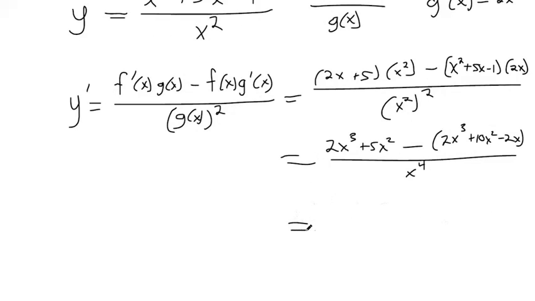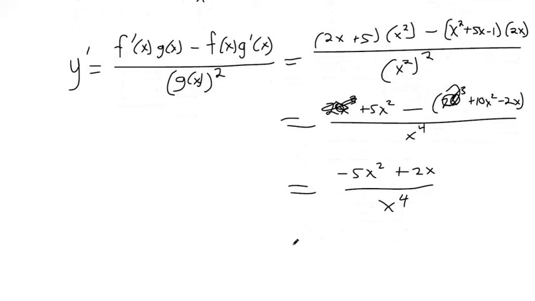Okay, and then now we can start combining like terms. I've got 2x to the third. I'm going to be subtracting 2x to the third, so that's going to cancel out. Let's see, I have 5x squared minus a 10x squared, so I'm going to be left with negative 5x squared. And then minus a negative 2x, that's plus 2x in the numerator.